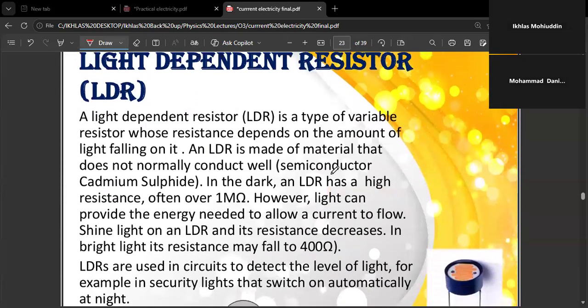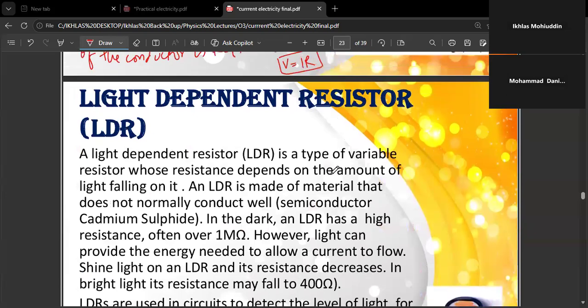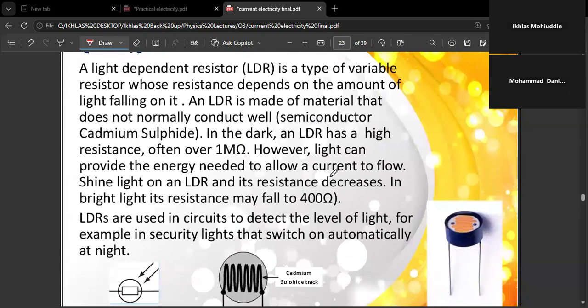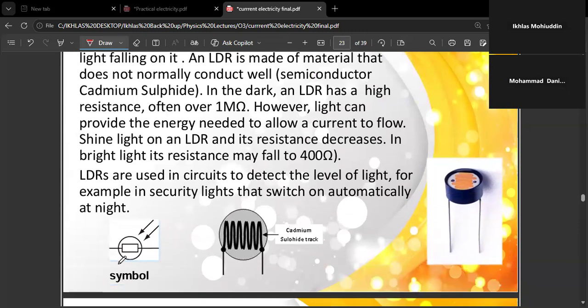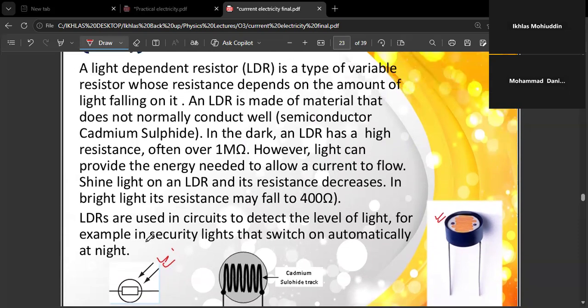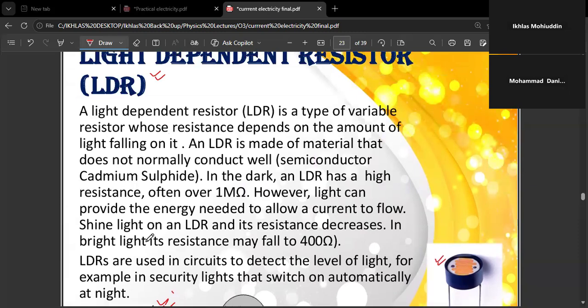Okay. Now, there are some resistors which depend on the intensity of light, and those resistors are called LDRs, right? Light dependent resistor. A light dependent resistor is a type of variable resistor whose resistance depends on the amount of light falling on it. The electronic symbol is like this, and in a real view, it looks like this. It is made up of a semiconductor material called cadmium sulfide, right?